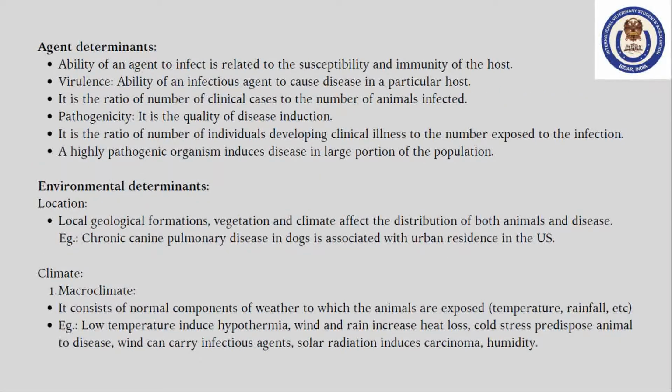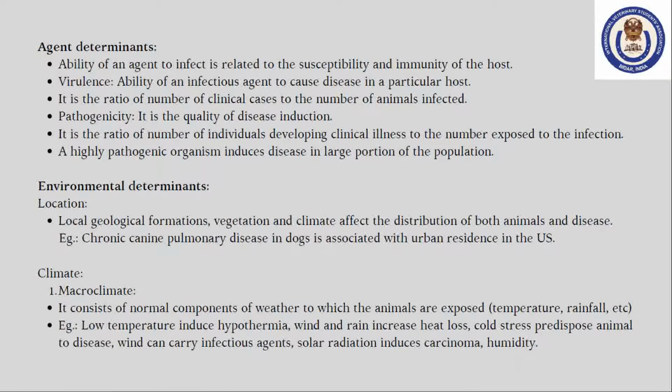Agent determinants. The ability of an agent to infect is related to the susceptibility and immunity of the host. That is, if the susceptibility is high and the immunity is low, then there is a high chance of infection. Virulence is the ability of an infectious agent to cause disease in a particular host, and this may be in regard to the severity of the infection. It is the ratio of the number of clinical cases to the number of animals infected. Next is pathogenicity. It is the quality of disease induction. It is also the ratio of the number of individuals developing clinical illness to the number of individuals that are exposed to the infection.